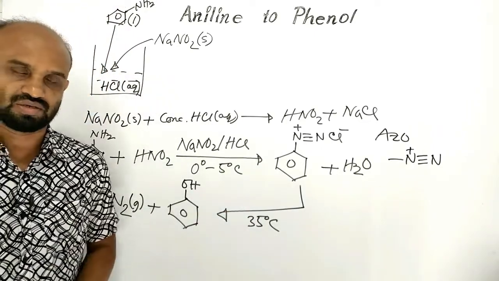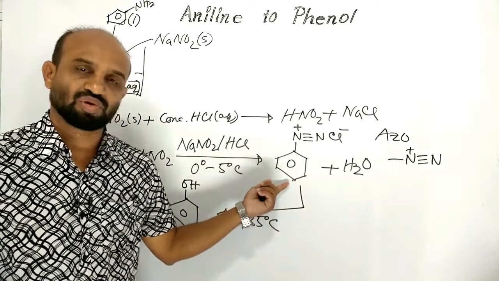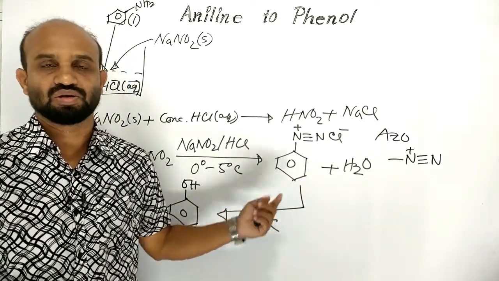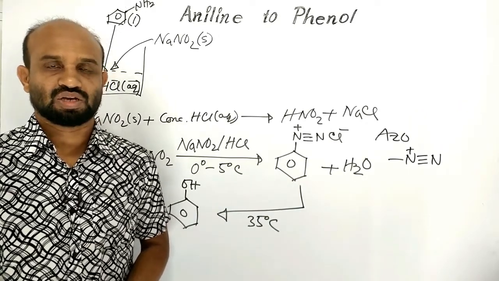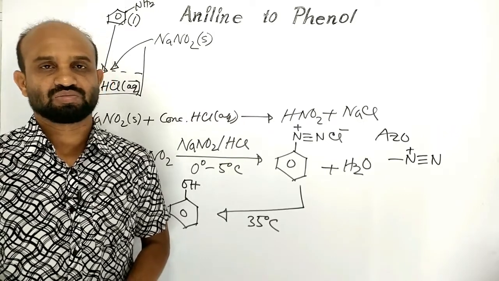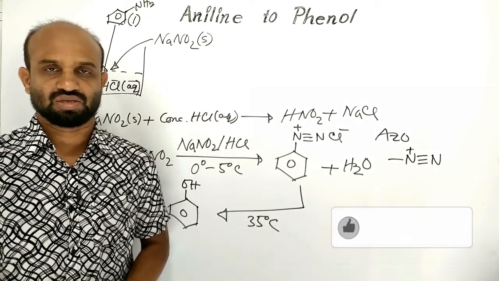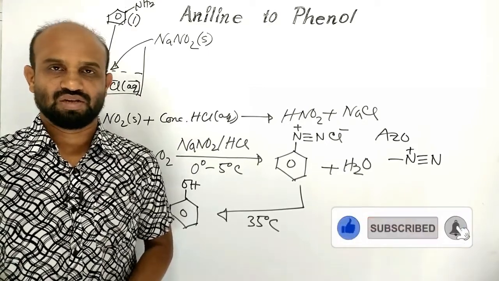The reaction by which benzene diazonium chloride is prepared from aniline is called diazonium reaction or diazotization. Preparation of diazonium salt is called diazotization. This is simply phenol from aniline.